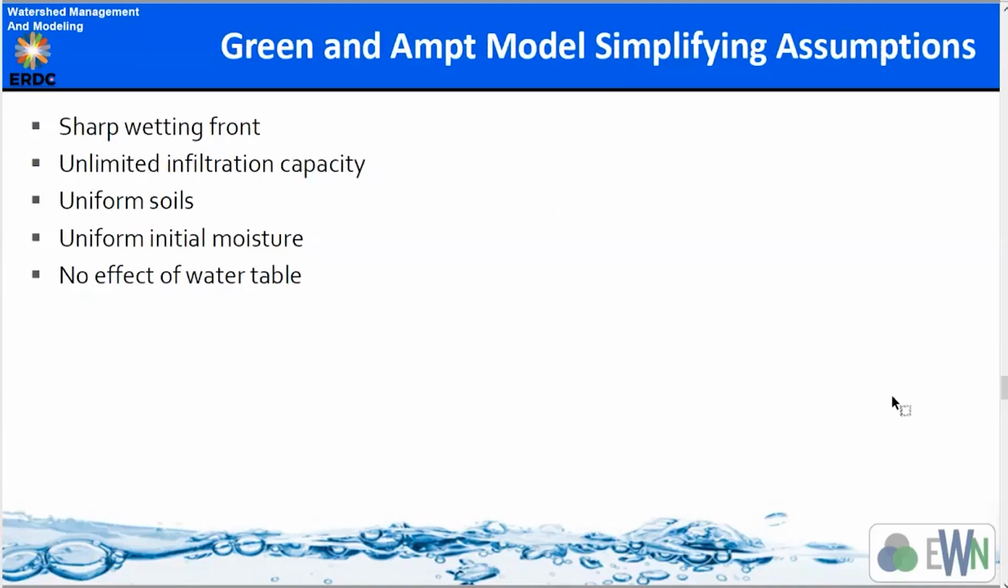And so usually in hydrology we use Green-Ampt models to simplify the equations. We do that by saying the front is sharp, infiltration is unlimited, the soils don't vary, the initial moisture is uniform, and there's no effect of the water table.